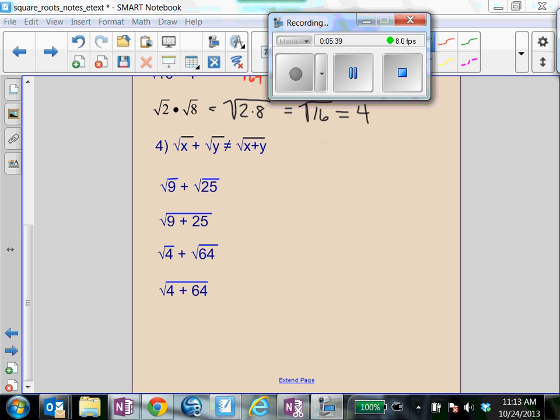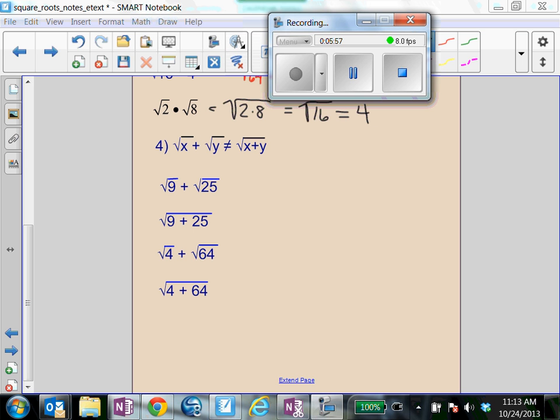Now the next rule is for addition. Now with addition, taking the square roots first versus adding first does make a difference in your answer. So you do need to understand the order of operations and what the notation means. So let's look at our first example.